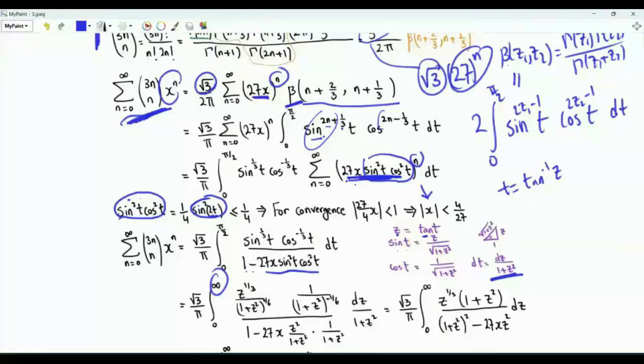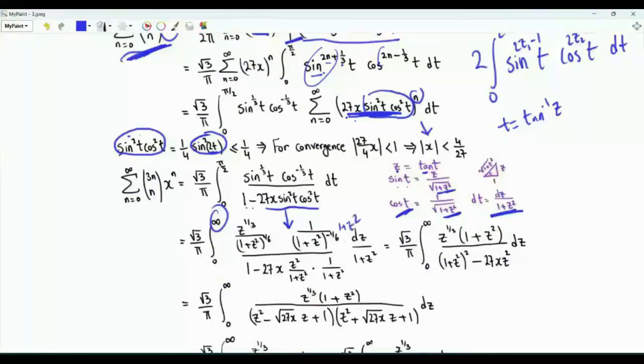If z is equal to tan t, then sine t is z over the square root of 1 plus z squared. Cosine t is 1 over the square root of 1 plus z squared. We write down everything in terms of the new variable z. Multiply upstairs and downstairs by 1 plus z squared. When we multiply this denominator by 1 plus z squared all squared, we get 1 plus z squared all squared minus 27x z squared.